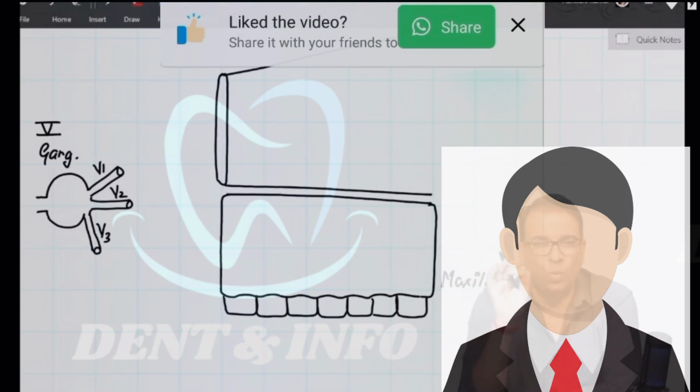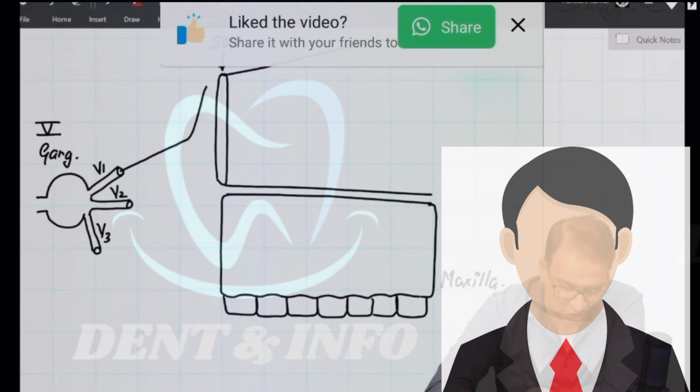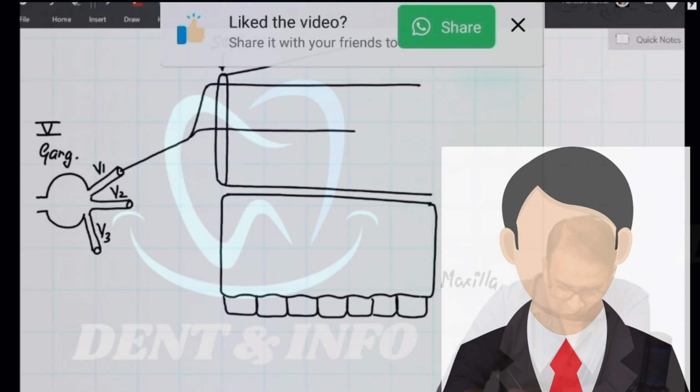So let's focus on one at a time here. Now, what will the ophthalmic nerve do, guys? Look at me. The ophthalmic nerve will reach the superior orbital fissure. I already told you, this fissure here is the superior orbital fissure. And this ophthalmic nerve, before entering the superior orbital fissure, divides into three branches. One of the branches is called the frontal nerve. Another branch here is called the nasociliary nerve. And the third branch here is called the lacrimal nerve.